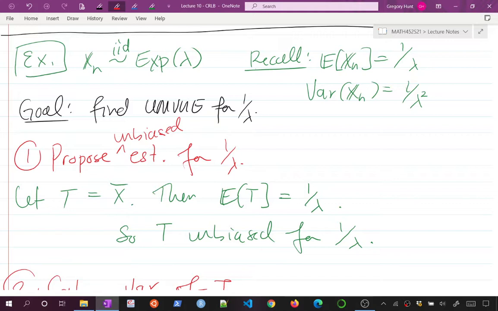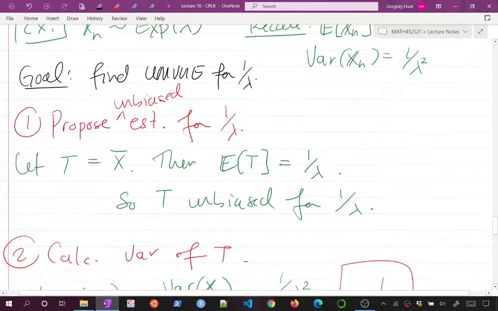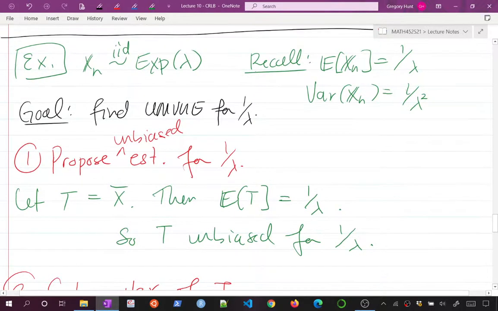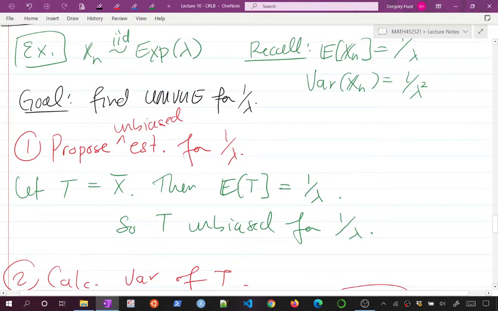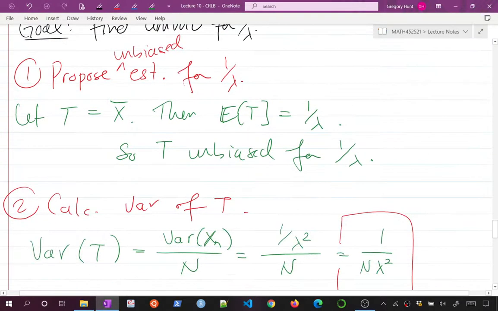Then I collect the data, how long it takes the light bulbs to burn out, which are my X sub n's, and I say, give me an estimate. How long does this thing last? So I don't want to estimate lambda, I want to estimate the mean time it takes one of these to burn out, which is the mean of one of these, 1 over lambda. What's the best way to estimate it? Well, what we showed is that X bar, which I'm calling T, is unbiased for the quantity I want to estimate, this lifetime 1 over lambda.